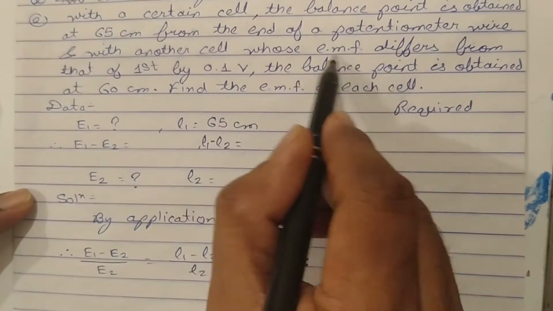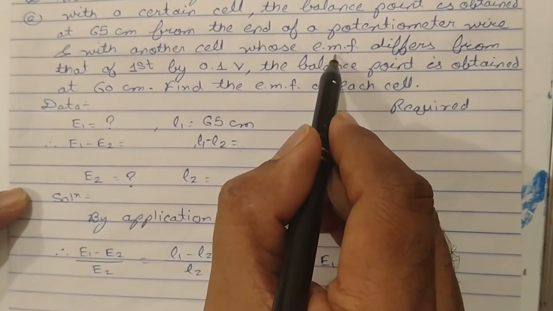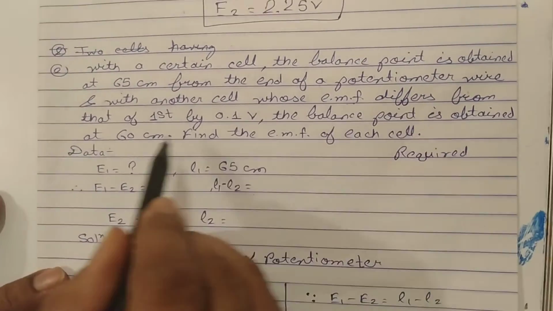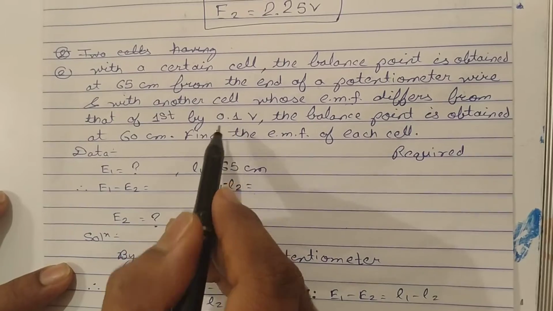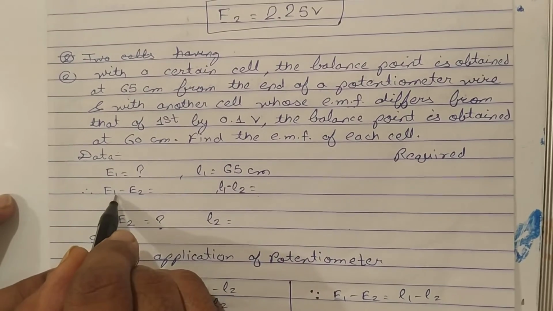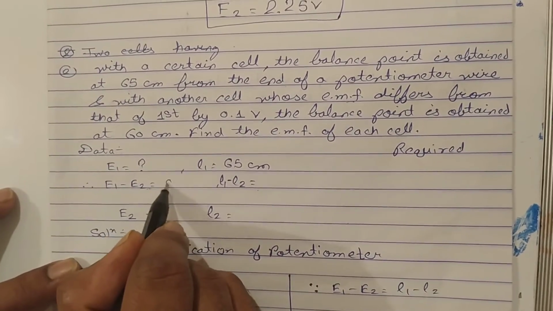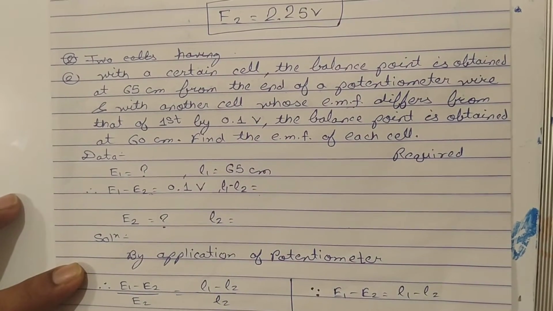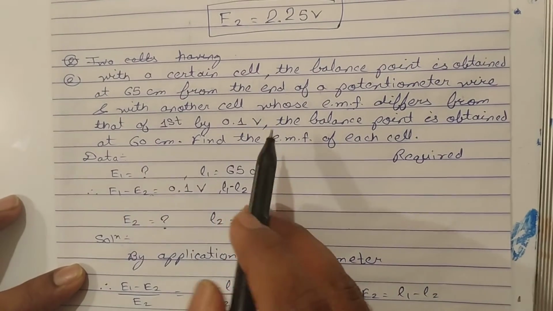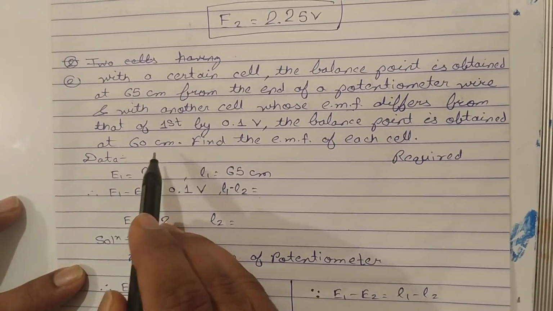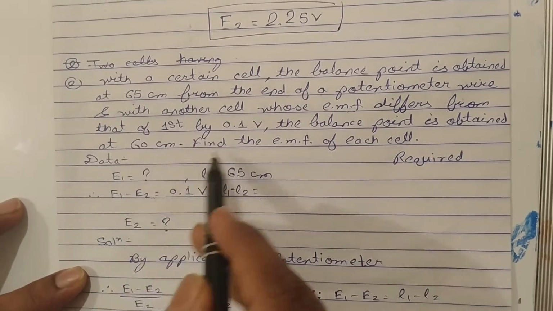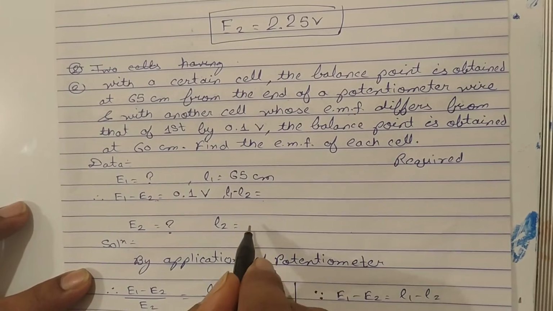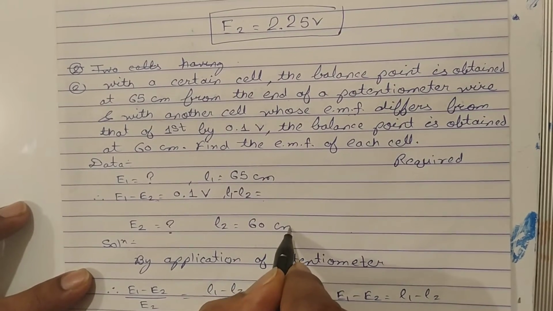Okay, and with another cell whose EMF, if I use another cell and the difference between the two cells differ from that of first is 0.1 volt, means what? The difference between two EMF of two cells is what given? 0.1 volt. And that time the balance point is obtained at 60 centimeter. If I use the EMF of cell E2, balance point we are getting what? L2, which is 60 centimeter.